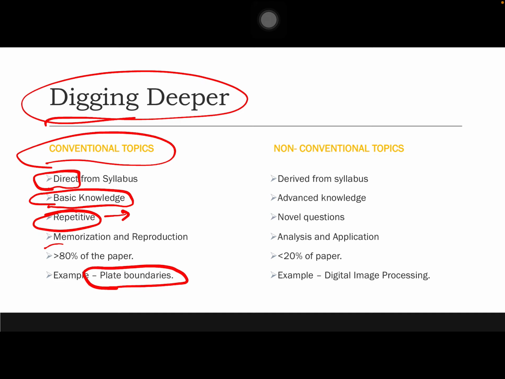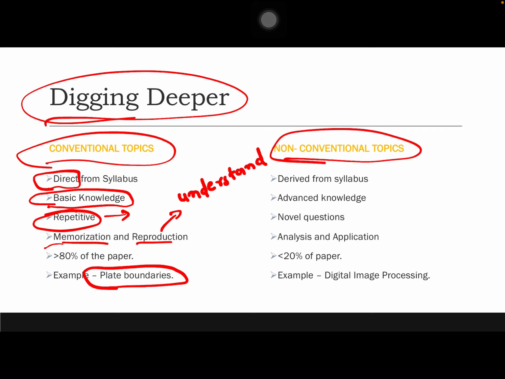Now, one good thing about geology optional is that you know 80% of the paper already before going into the paper. So what does this require? This requires on the part of an aspirant memorization and reproduction. That is, you memorize the core concepts and you reproduce them. But one thing to be noted is that you can only memorize and reproduce if you understand well. So we need to create an understanding of the topics, then memorize, and then practice so that we can reproduce them in a better manner.